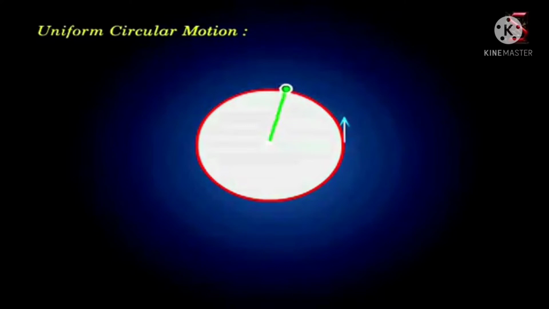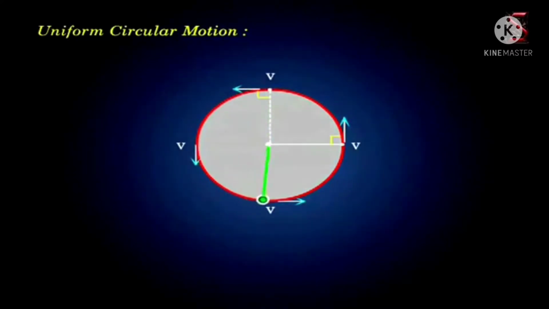Here the velocity changes, because the direction is changing every time. So that is why we say in a uniform circular motion the velocity changes, so the acceleration changes. Okay, why is the velocity changing?